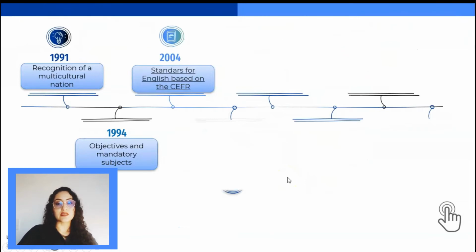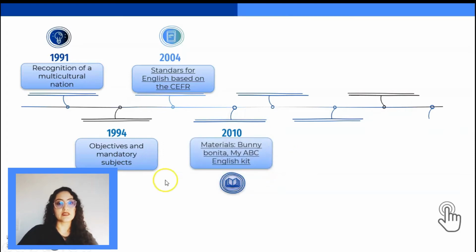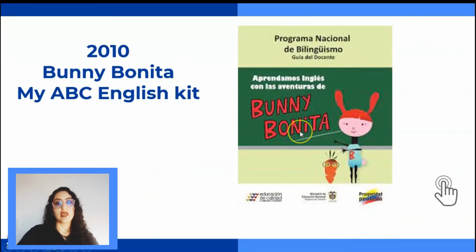After that, in 2010, as part of the educational sector plan that covered 2010 to 2014, a program for strengthening foreign language competencies was established by the Ministry of Education. During this program, materials were published for the primary level, including the Bani Bonita strategy that you can find on the Colombia Aprende website, and the My ABC English Kit.